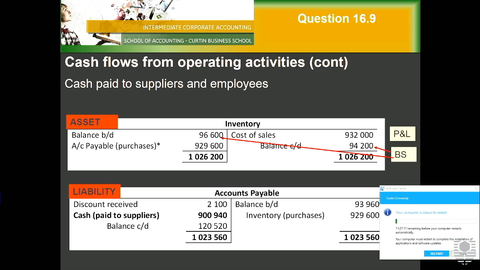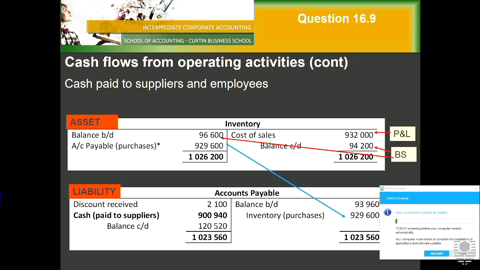Add the 932 to the 94,200 gives you 1,026,200. Take that balance through to the debit side and work out what our difference is. So minus off the opening balance of 96,600 to give us 929,600 that we need to flow through to our accounts payable.